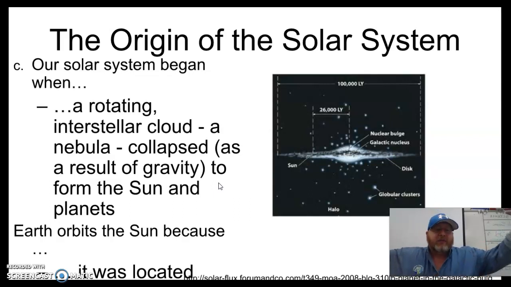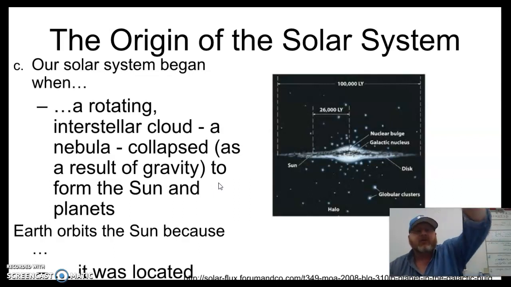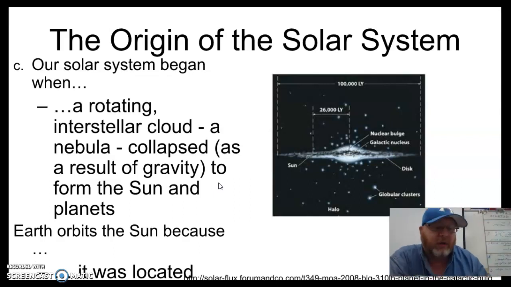And around the sun, some other pieces of material were still circulating, and they were far enough out that they didn't escape the gravity of the sun, but were caught in it, and they continue to circle around it today, the Earth being one of those planets.